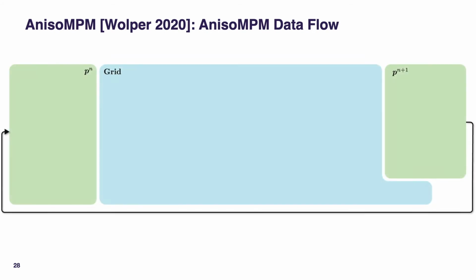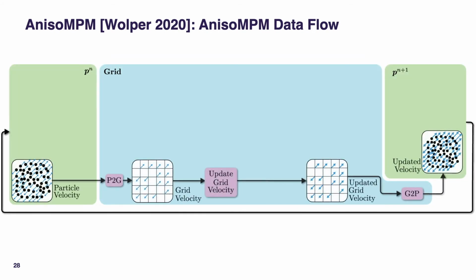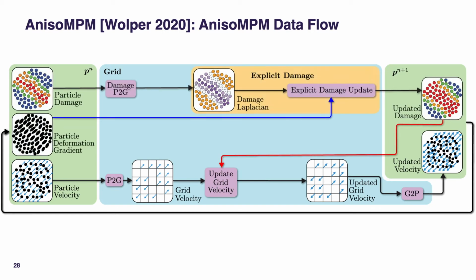Next, let's overview the AnisoMPM data flow to give some intuition about how it works. We start with the basic MPM data pipeline, where we transfer damage to the grid, compute forces and update velocity, and then transfer these new velocities back. Next, we see that AnisoMPM utilizes a staggered integration scheme and introduces a second data pipeline for damage transfer and evolution, similarly to PFF-MPM. However, note that so far this is just the pipeline for explicit damage.